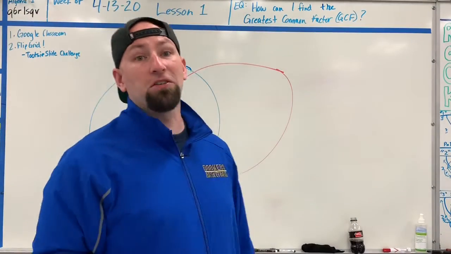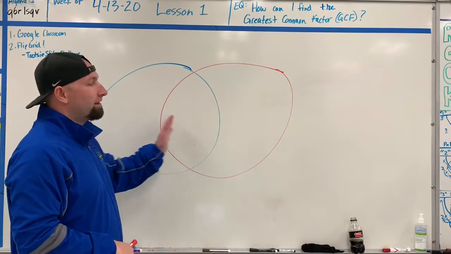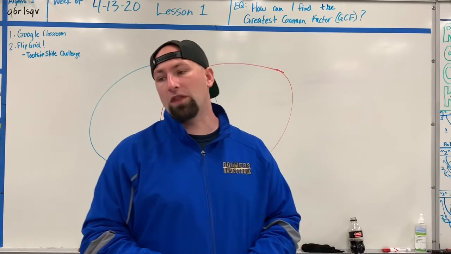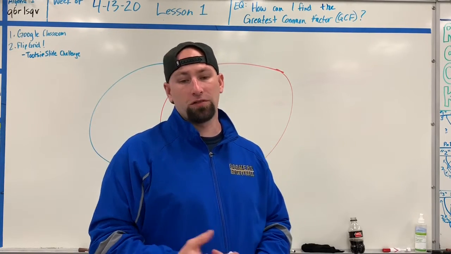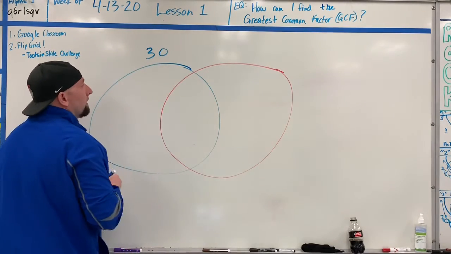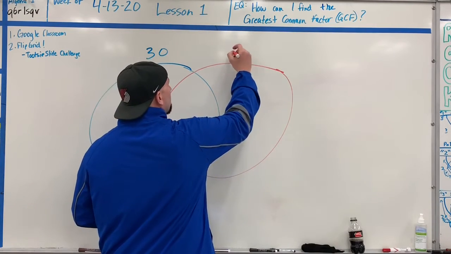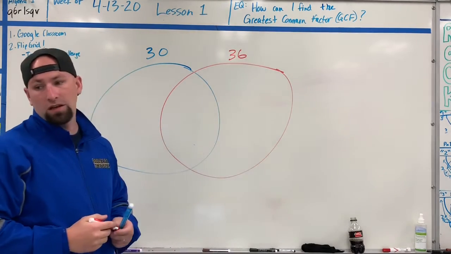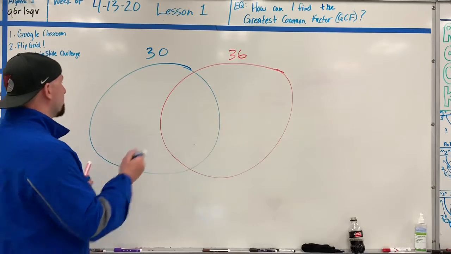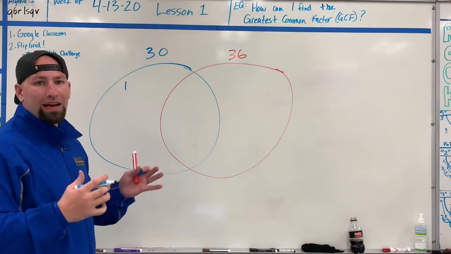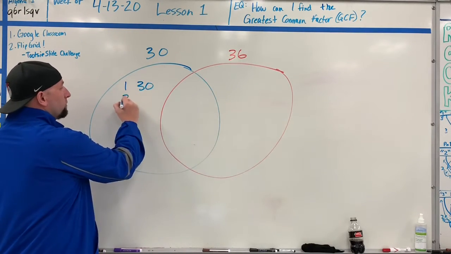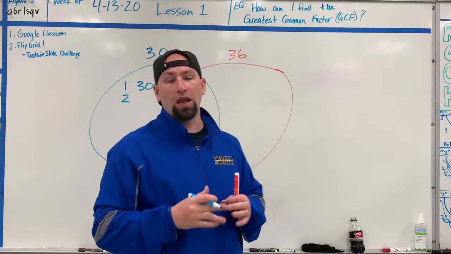All right, this is called a Venn diagram, and we're going to find the factors of a couple numbers and find out what the greatest common factor is for those numbers. Okay, so we've got 30, and we've got 36. How I like to do this, I'll just go 1, 2, and see if it works. For instance, 1 and 30. Okay, 2, now what times 2 equals 30?